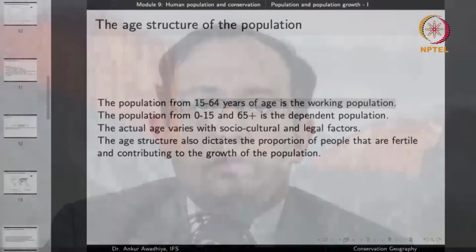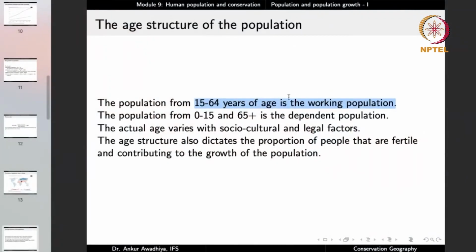Now, the working population will be dependent on a number of factors. For example, in certain countries it is illegal to employ child labor, or in certain countries education is given a very great amount of importance, and so people tend to remain in schools and universities till a great age. So people will enter into the workforce in, say, their late 20s or early 30s. That is also possible. But overall, all over the world, roughly 15 to 65 years of age is the working age.